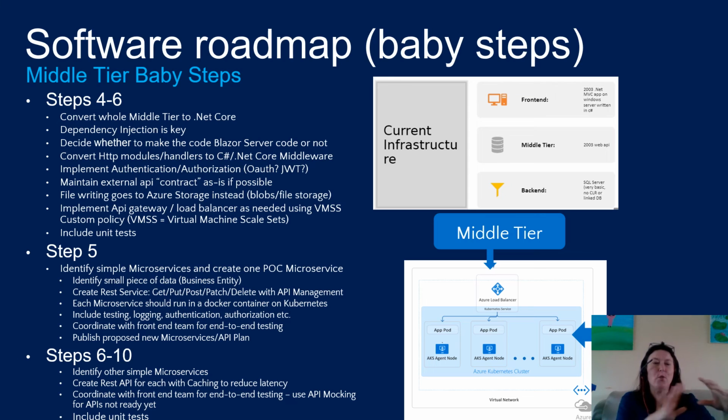Authorization is, once you prove who you are, what are you authorized to access? You might have access to this API, but not to that API. You might have access to this API endpoint with a GET, but not to update it, so you can't do a POST or a PUT or a DELETE, for example. So all of that has to be implemented using something like OAuth or JWT. They're different ways of implementing those things.